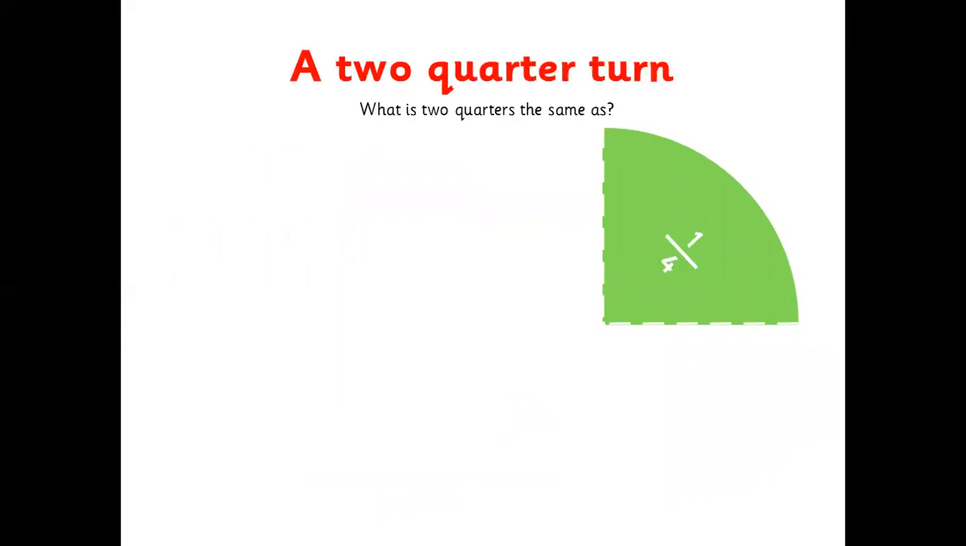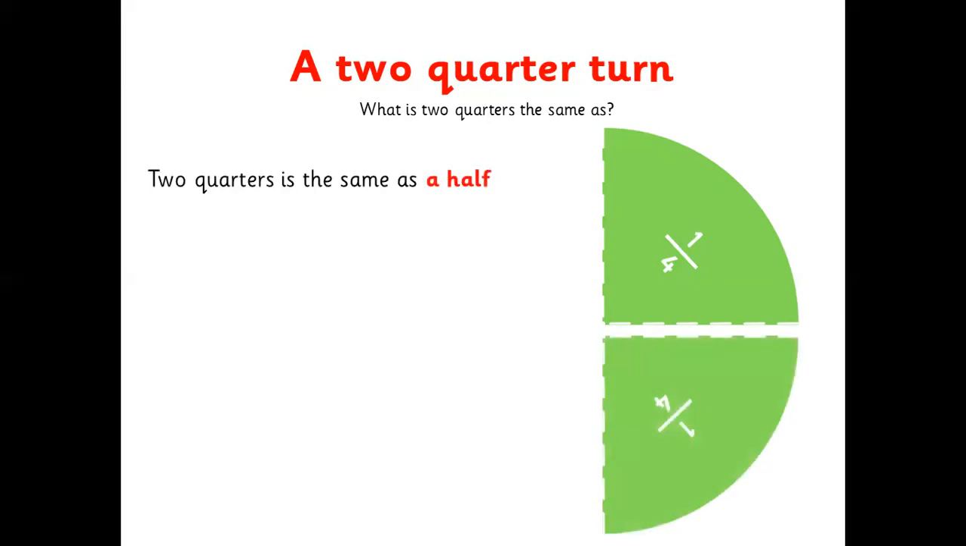Okay, we're going to look now at a non-unit fraction. So remember, a unit fraction has 1 as the numerator, as you can see here. So if we're thinking about a non-unit fraction, it's when the numerator is greater than 1. Okay, so let's have a think about a 2/4 turn. 2/4 turn is the same as a half. There you go, 2/4 equals a half.